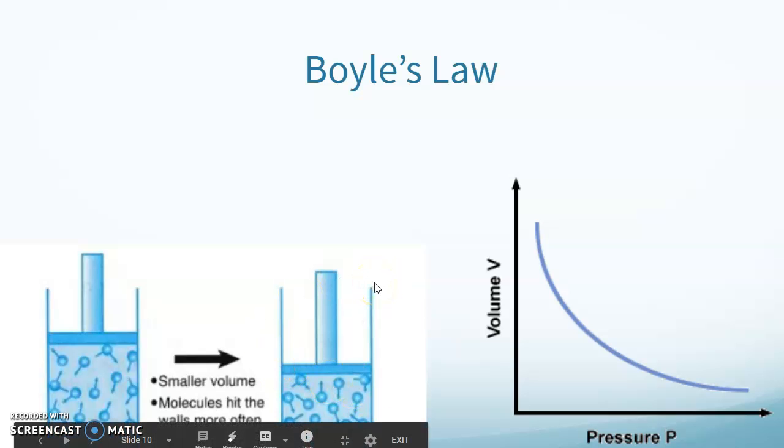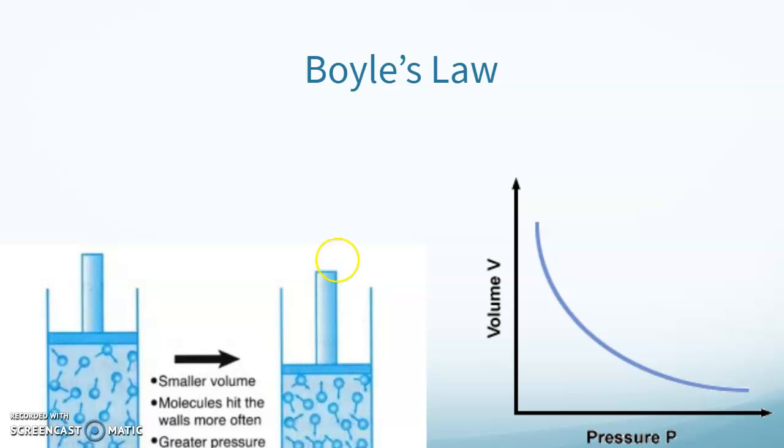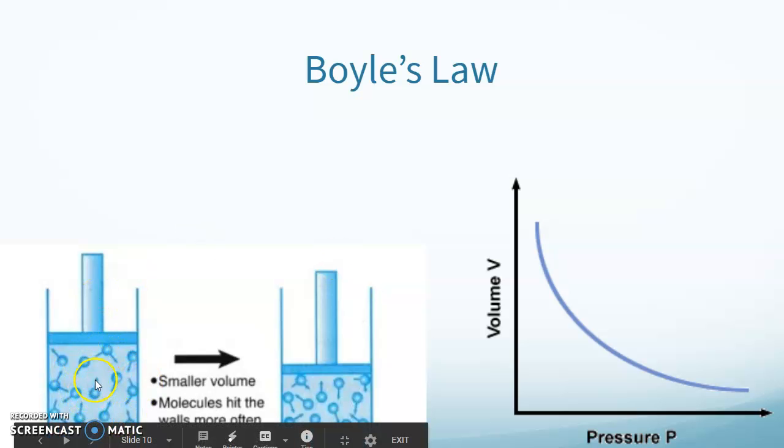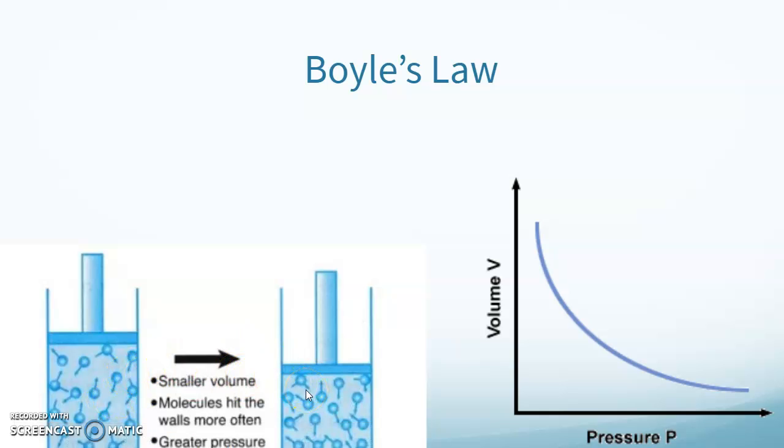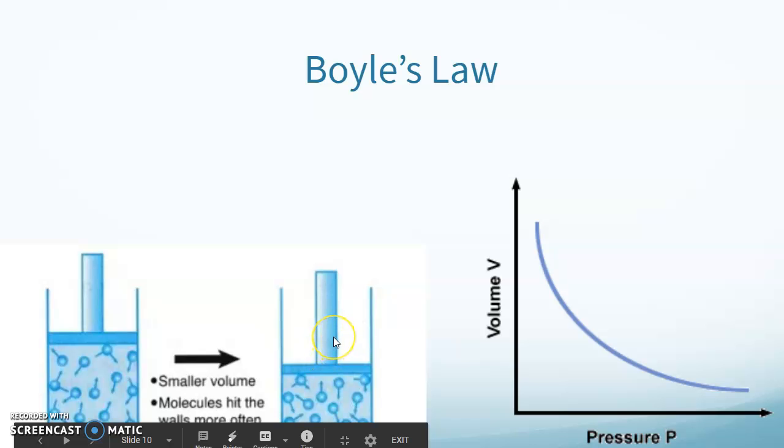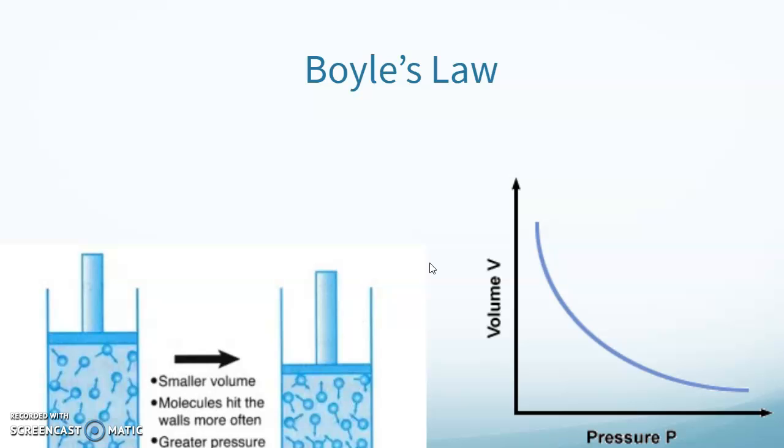Another example would be a syringe with a cap put on the bottom. We have the same amount of molecules here, but a smaller volume on this side. So the molecules are going to bounce across and hit the walls more, and that's going to cause a higher pressure, a higher force per area.